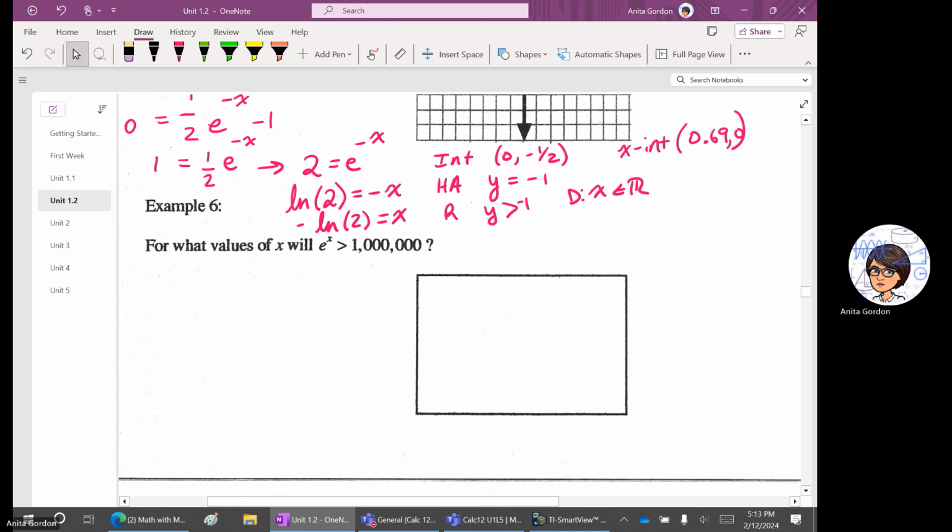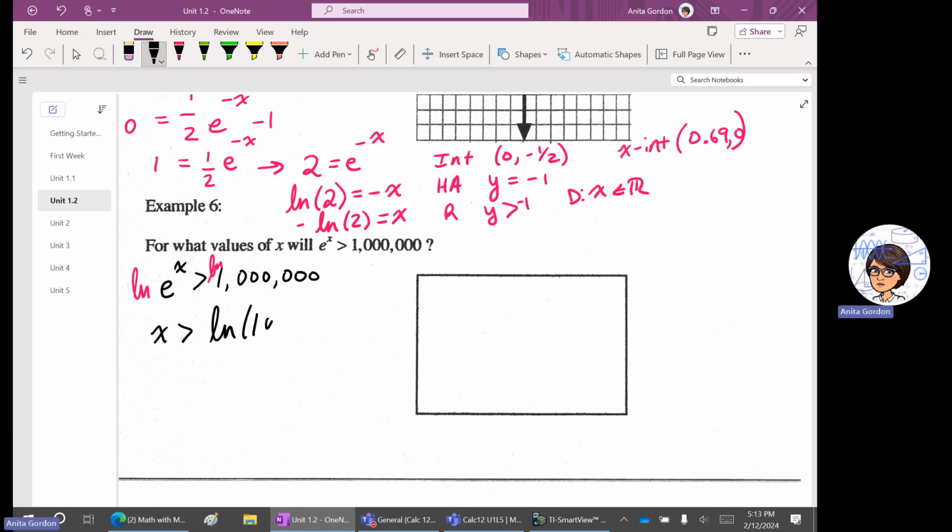Okay, last example. For what values of x will e to the x be greater than 1 million? Let's see if we can sort this out. E to the x must be greater than 1 million. Let's solve for x. Let us take the ln of both sides. If I say ln of this and ln of this, I end up with x on this side, and on the other side, ln of 1 million.